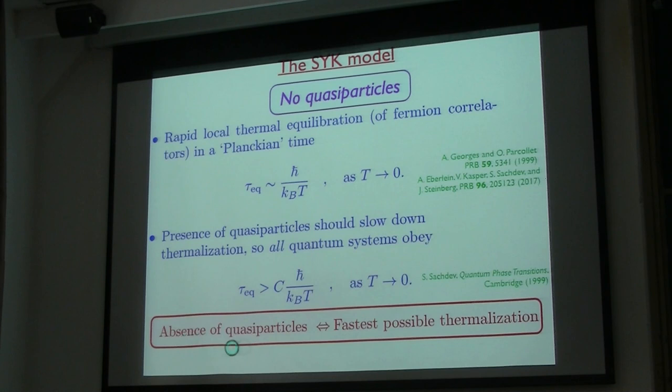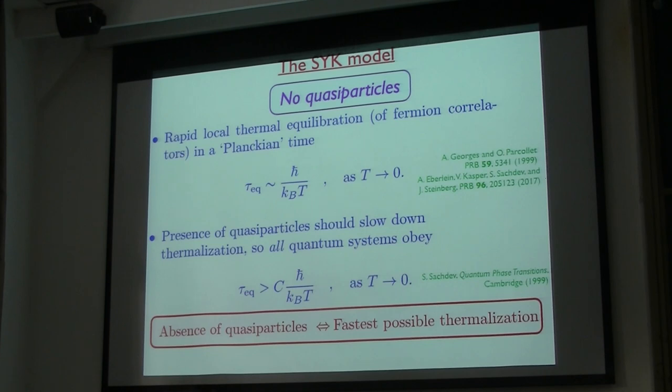So that's the other definition: the absence of quasi-particles is fast thermalization. And now I'm giving you the lower bound. What is the fastest possible thermalization? Well, all the systems without quasi-particles that we know of have this property. So if somebody finds a system someday that has tau equilibrium going as 1 over the square root of temperature, well, then I'll have to go back to the drawing board. But nobody's found such a system. And I think there's a good reason why they don't exist: there's some kind of limit to how quickly quantum systems can equilibrate.